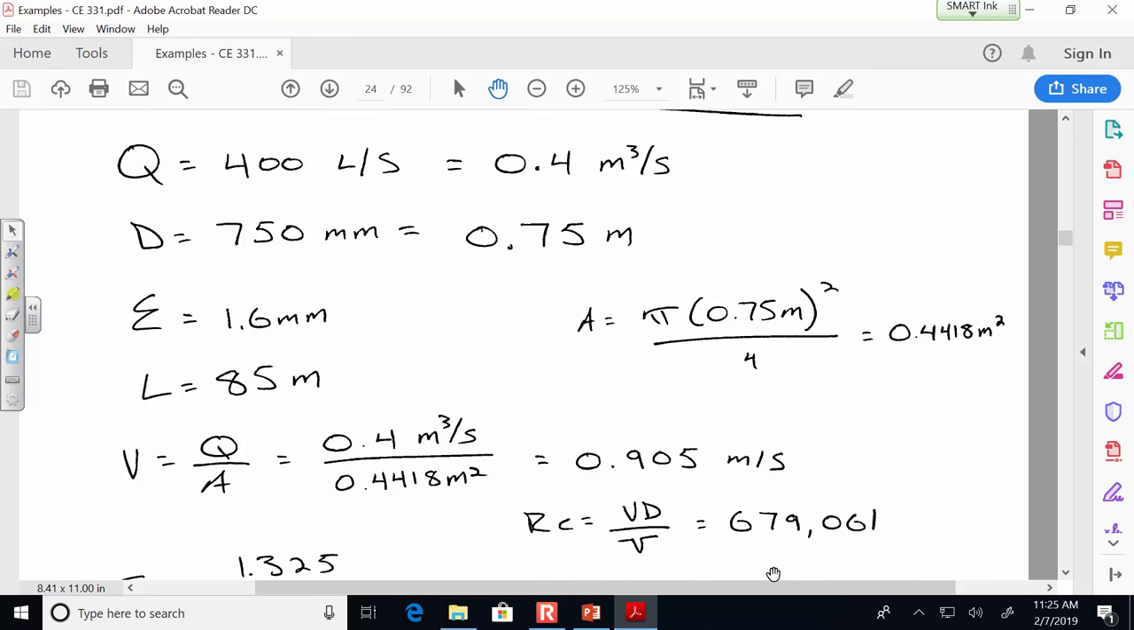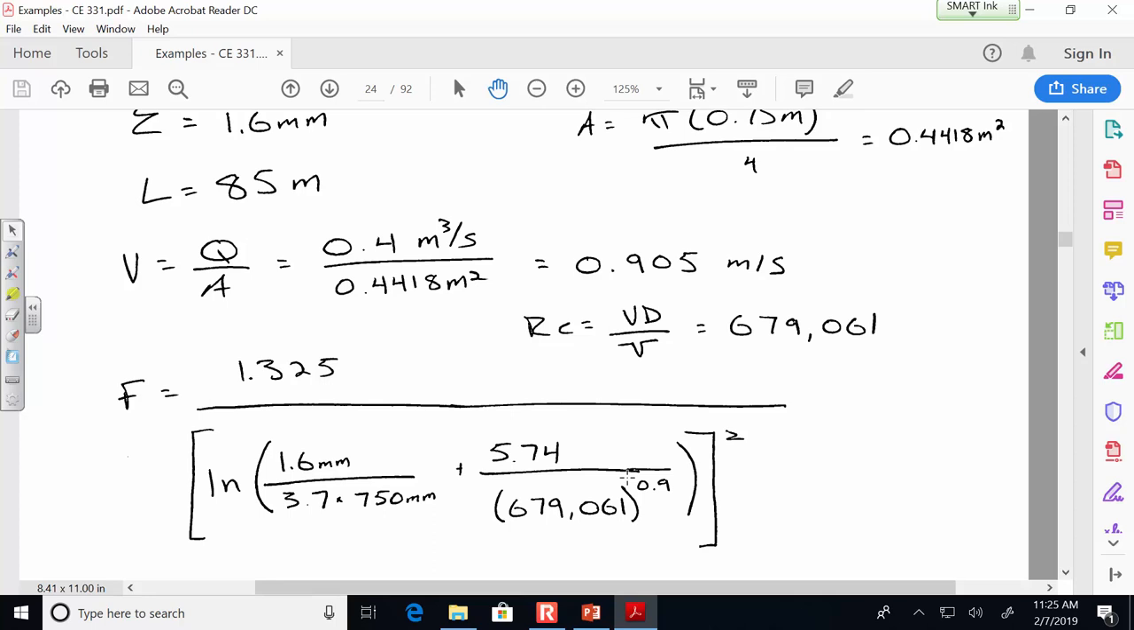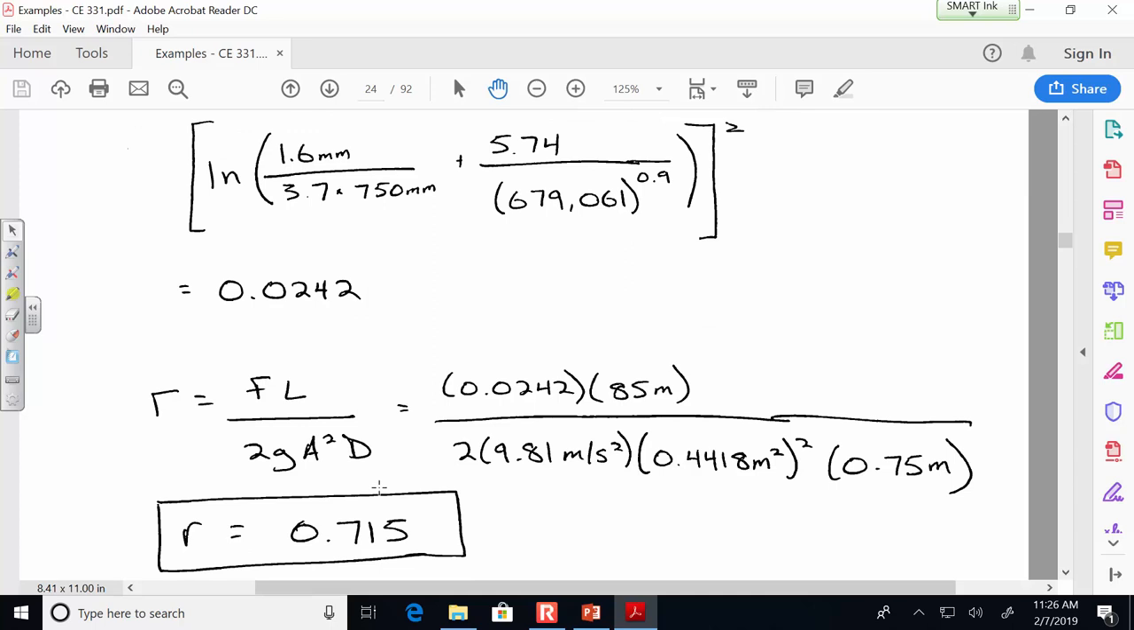And then finally, at long last, we put it into the equation for f, with a note that the relative roughness needs to be in the same unit since it's a dimensionless ratio. So we're back to millimeters and millimeters for the roughness and the pipe diameter. And that gives us an f value of 0.0242, and then finally into R. So the final R value should be 0.715.